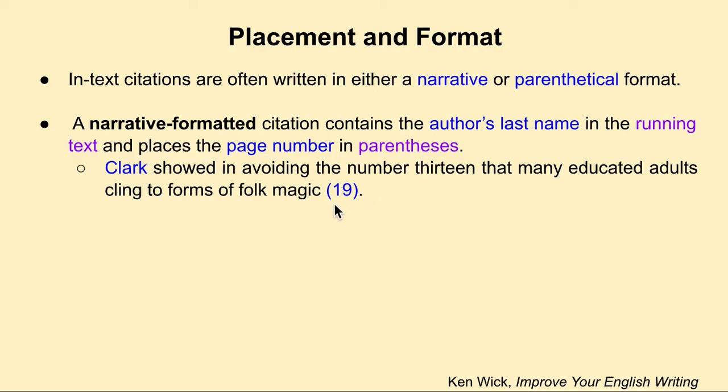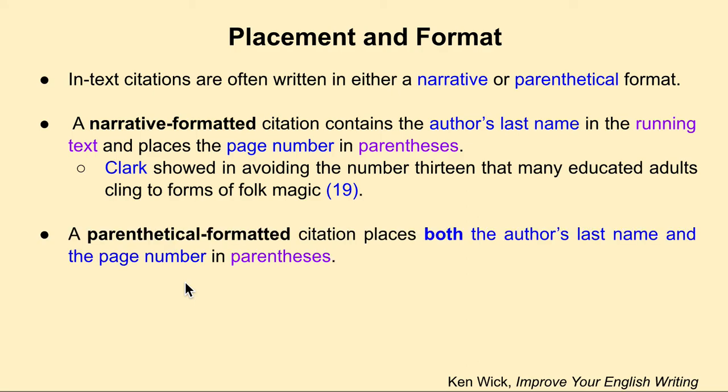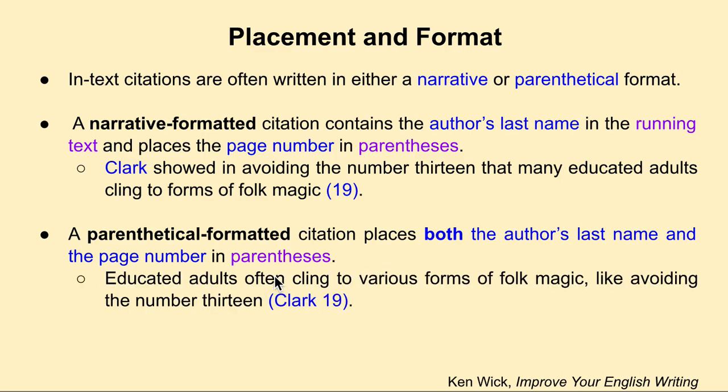So Clark showed this. This is called a narrative formatted citation because the author's name is in the running text. The parenthetical formatted citation places both the author's name and the page number in parentheses. This is what we've been seeing in all these videos. Educated adults, so the sentence would probably be written like this. Educated adults often cling to various forms of folk magic, like avoiding the number 13. Clark, page 19. So here's the source citation for this statement, because the author's name does not appear in the running text, so you put it in the parenthetical comment.